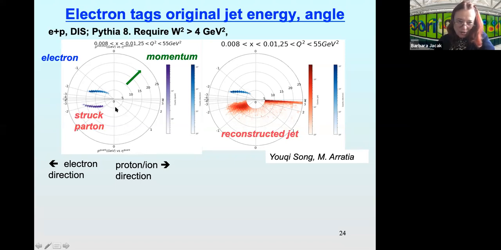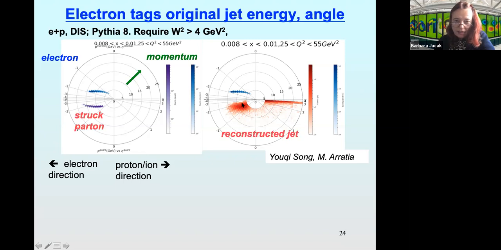Along the radius, you see the energy of the electron or the struck parton. And so what you see is that when you require x between 8 times 10 to the minus 3 and 10 to the minus 2, then, as you expect, the parton goes in the electron direction. The reconstructed jets look like this. You have one jet in the struck parton direction. You have a forward jet that's the remnant of the struck beam, of course.